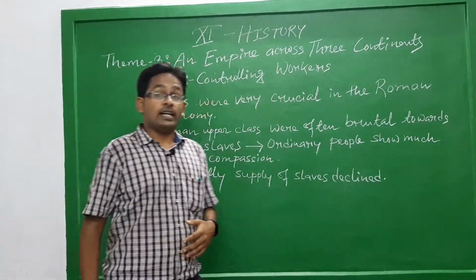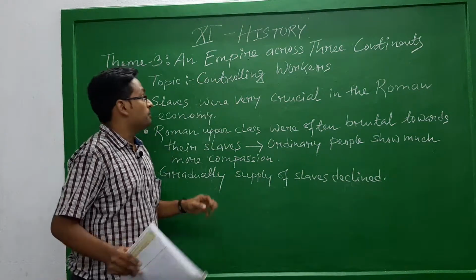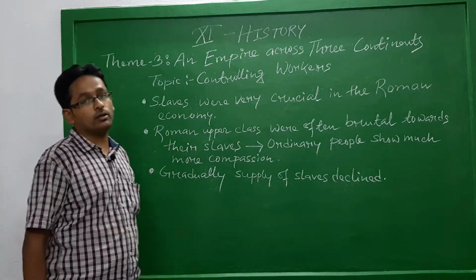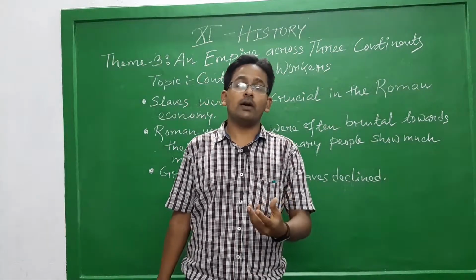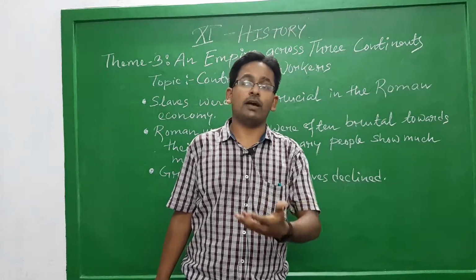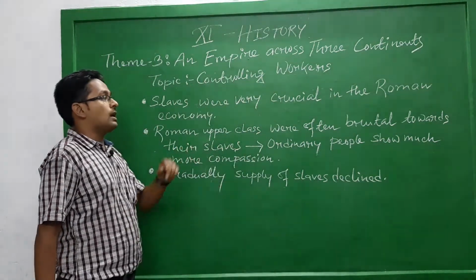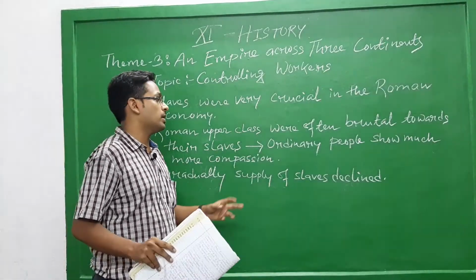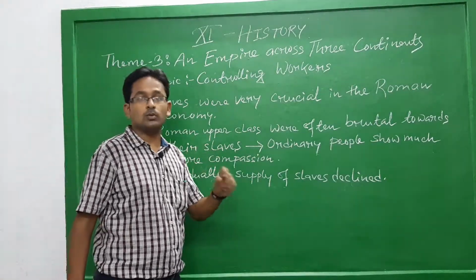Our next topic is controlling workers. Remember students, slaves were very crucial in the Roman economy. In my last class, I discussed that slaves were usually part of the family system. The Roman upper class were often brutal towards the slaves, but ordinary people showed much more compassion towards them.